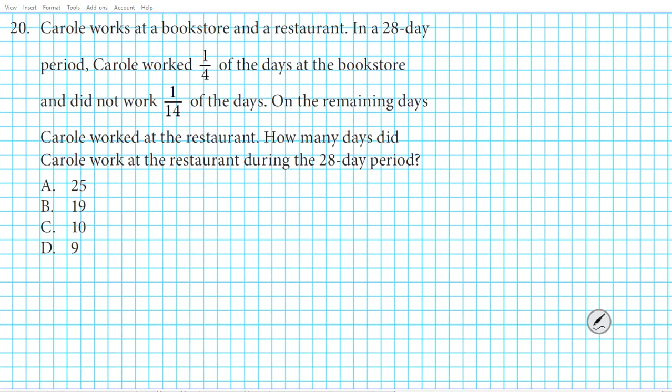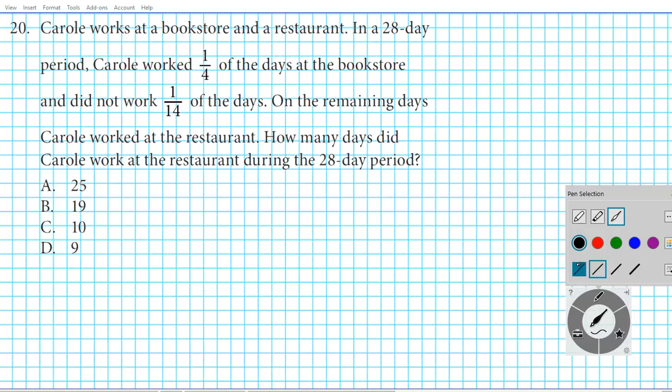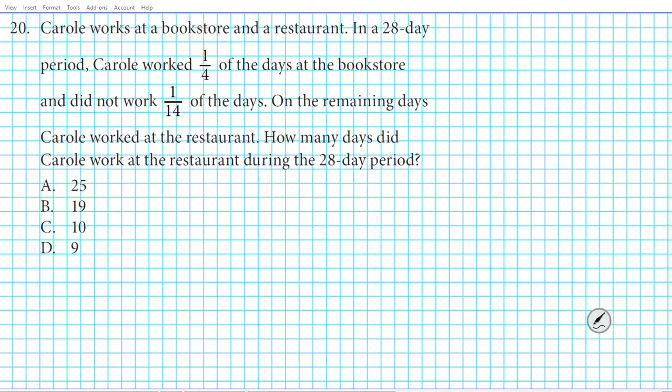Now let's take a look at question 20. Question 20 reads, Carol works at a bookstore and a restaurant. In a 28-day period, Carol worked 1/4 of the days at the bookstore and did not work 1/14 of the days. On the remaining days, Carol worked at the restaurant. Question, how many days did Carol work at the restaurant during the 28-day period?